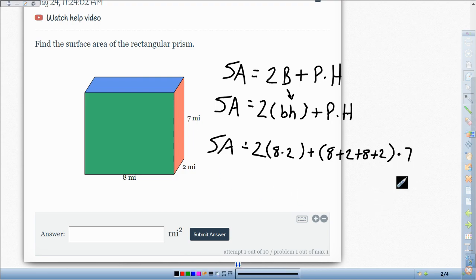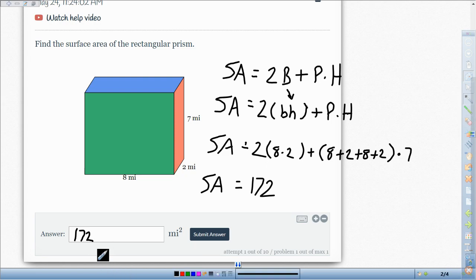Big thing to remember, when you type this in, make sure to put parentheses around the perimeter, or else you will get the wrong answer. So when in doubt, use parentheses on this thing. Let's see what happens. So 2 times 8 times 2 plus 8 plus 2 plus 8 plus 2 times 7. Take your time typing this in, but I'm getting 172. So go ahead and type that into your answer here and submit it.